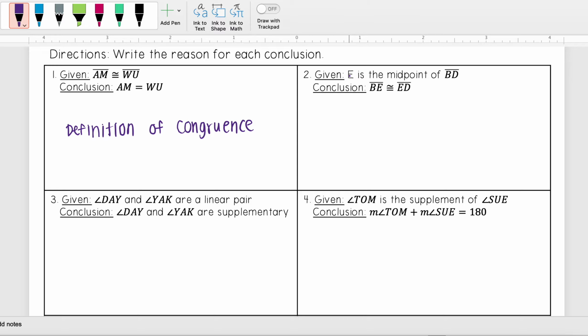Okay, number 2, I'm given that E is the midpoint of BD. So I can even just draw that. I have BD. And I'm given that E is the midpoint. Well, I know from the definition of midpoint, my conclusion here is that BE is therefore congruent to ED. And so that just came from the definition of midpoint. So a lot of times if there is a vocabulary word in that given statement, like this one, midpoint, your next statement, you're going to use the definition of midpoint for that.